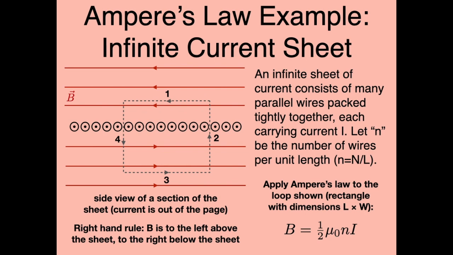So now we've covered all of the different types of Ampere's law problems, right? We've got straight wires, we've got solenoids, we've got toroids, and now we've got infinite current sheets. And that's really it. Those are the only examples we're going to see. So there it is.